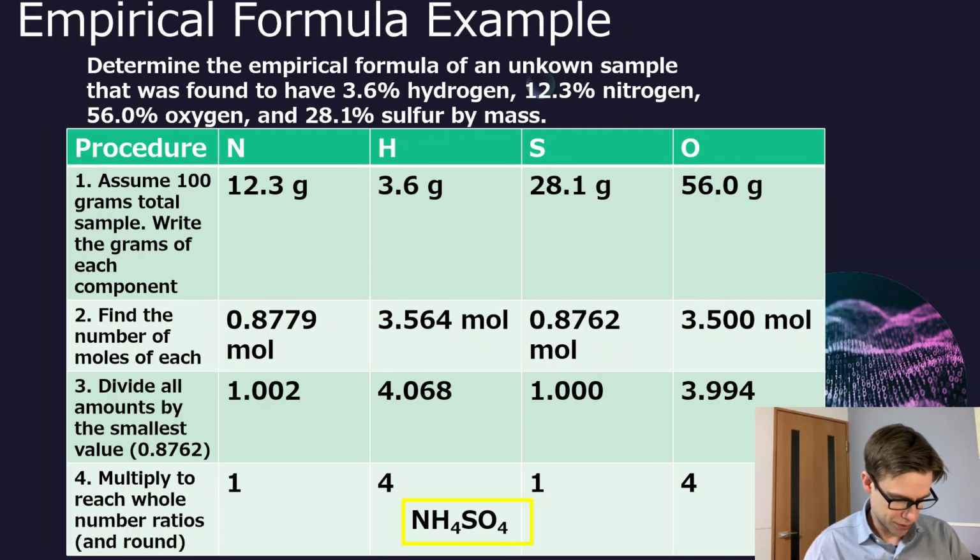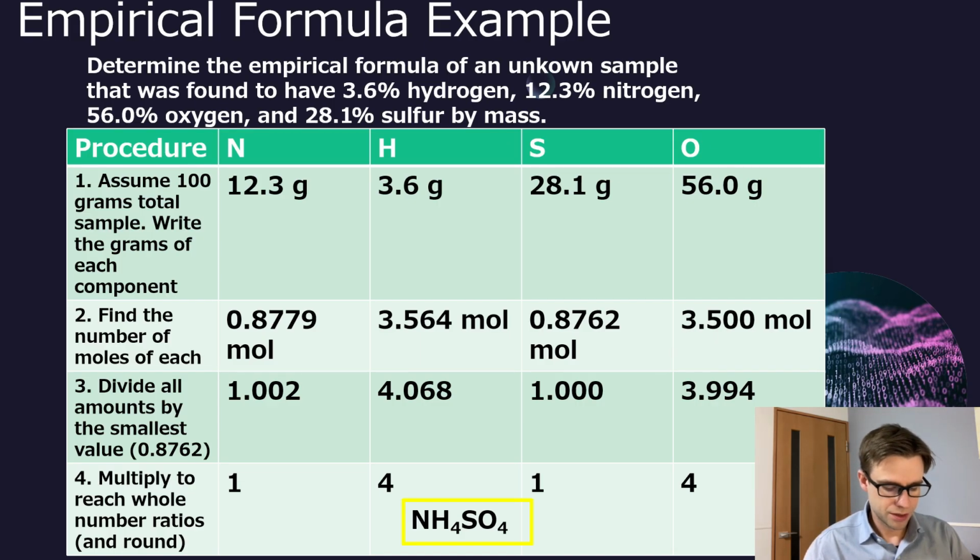So there's a cool step you can do in step 3, which is find the lowest number of your step 2 calculations and just divide all 4 of these numbers, or however many you have, by the smallest one. So this will set the smallest one to 1, exactly. And then the other ones should reform to a close to whole number, okay? So N will be about 1, 1.002. H will be about 4, 4.068. And O will be about 4, 3.994.